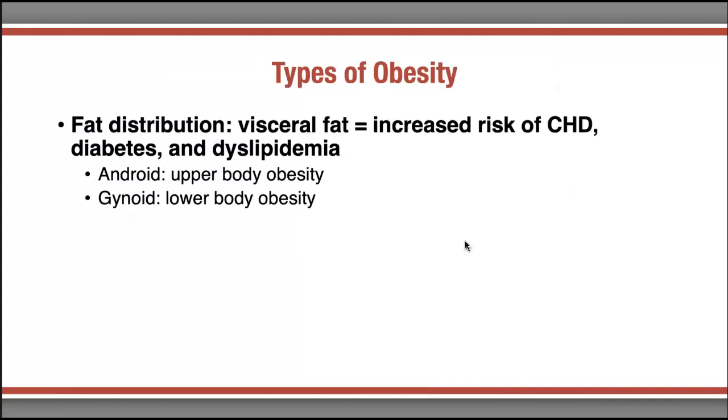So there are some different types of obesity, based on fat distribution. Visceral fat would mean an increased risk of cardiovascular disease, diabetes, and dyslipidemia. An android person would have upper body obesity, the one that looks really top heavy with really skinny legs. And then gynoid would be lower body obesity, more around the waist, hips, and upper thighs.